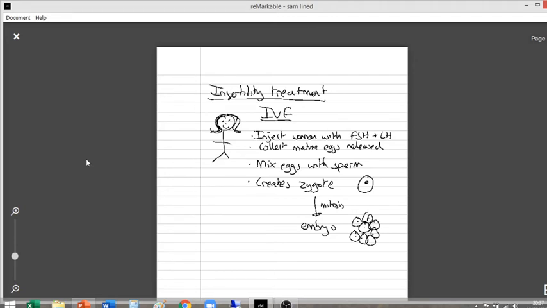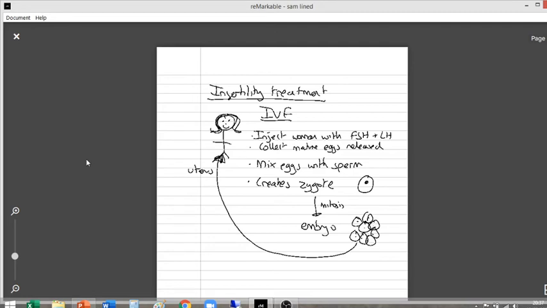Now this bit is important. You are not going to put the embryo back inside the woman's eye. You are not going to put the embryo back inside the woman's mouth. So don't just say, put it back inside the woman. You've got to specify where. You are going to put that embryo back inside her uterus.